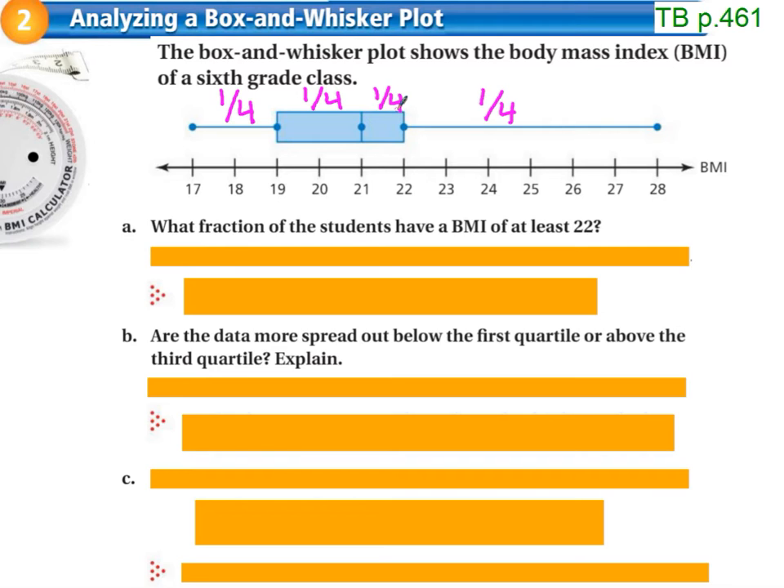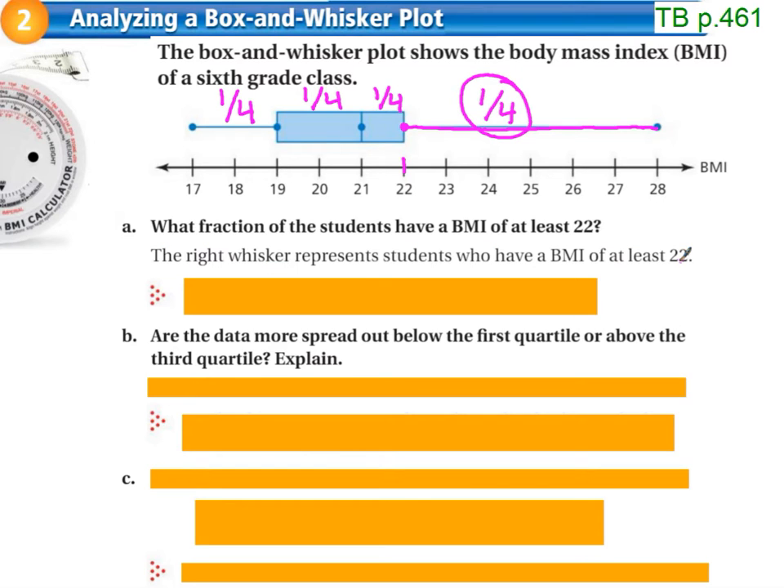So the fraction of students with the BMI of at least 22, we can tell because this is the 22 dot. We need to go over. It is the top whisker, and we know that's going to be 1/4 of the students.